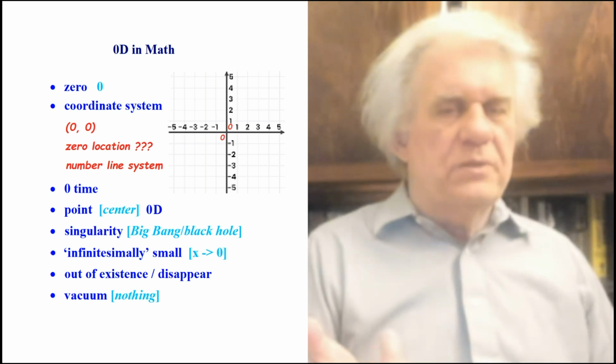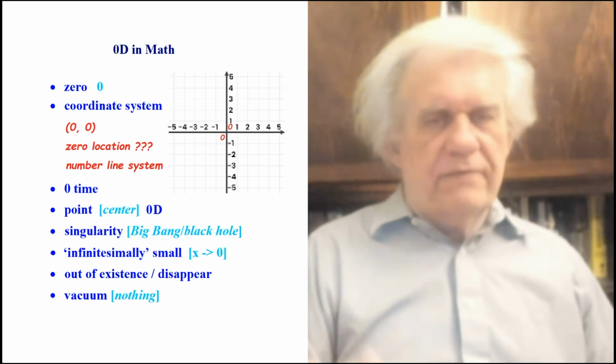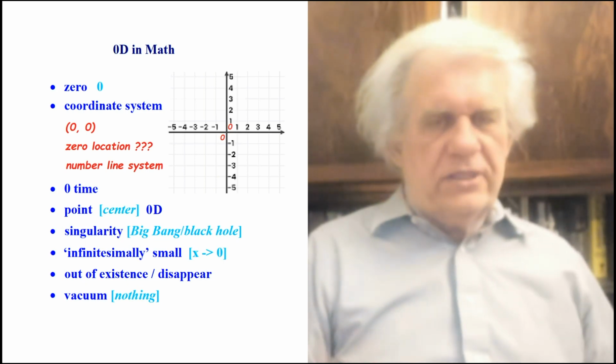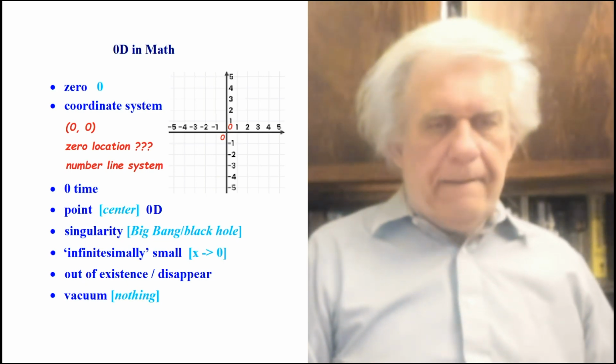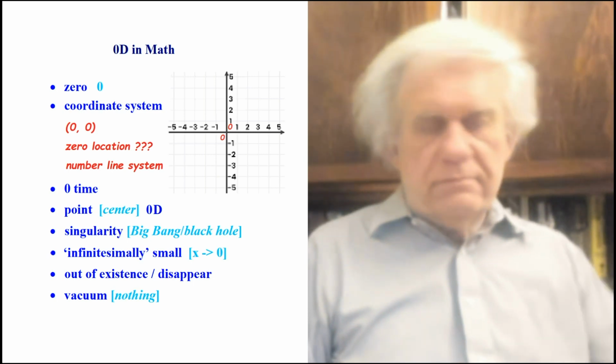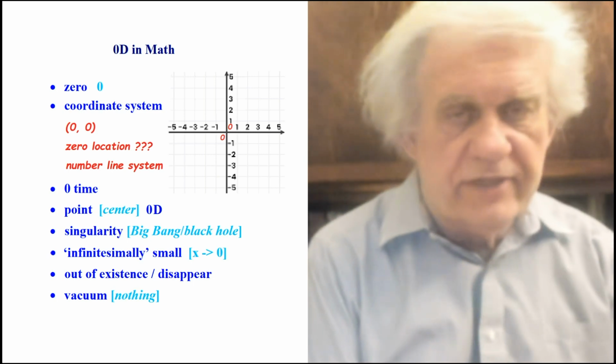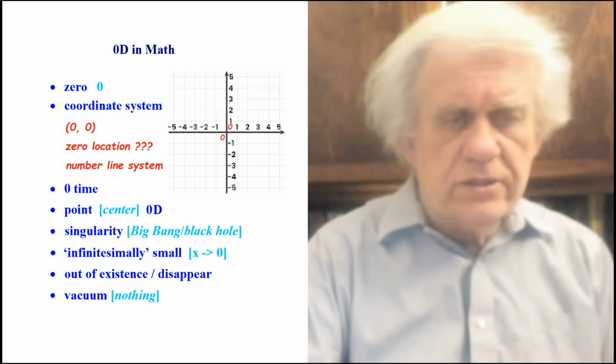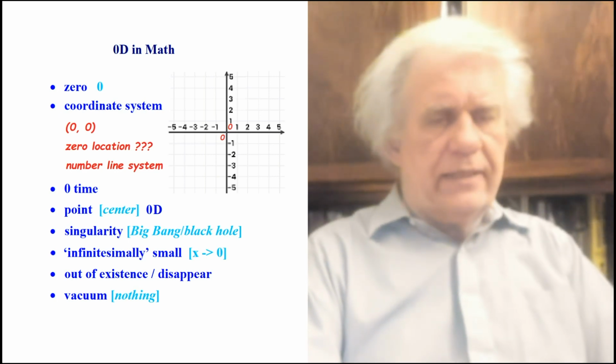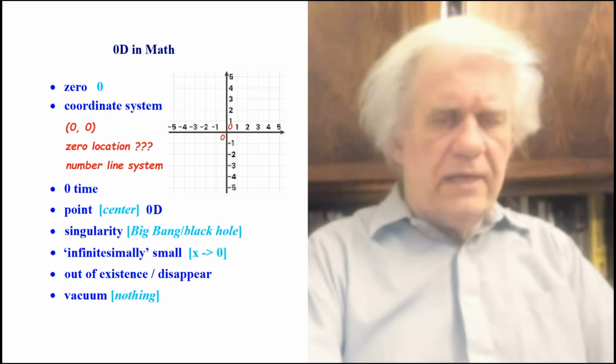Okay? And they use words like infinitesimally small instead of saying the correct words: zero size, zero dimensions. And so you'll see infinitesimally small. They crush it out of existence. They use those terms. And what they're talking about really is the vacuum, nothing. We're talking about nothingness throughout this whole thing. And so, what is the 0D? Well, 0D is absolutely nothing. It's the point, which is simply a location.